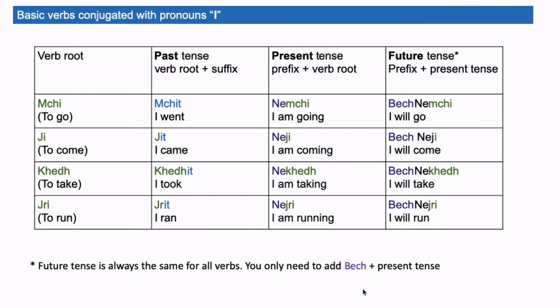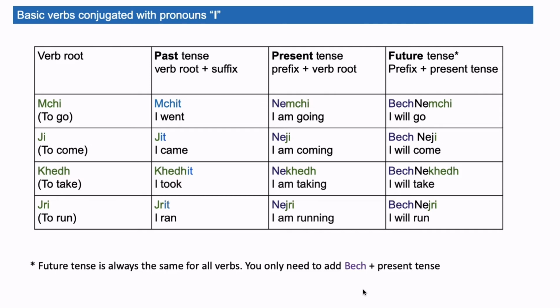To say I am going, you add the prefix ne, giving us nemshi. Once you know how to conjugate verbs in the present, you can just add besh and you have the future tense of the verb. So I will go is besh nemshi. Here are other verbs that may be useful. Ji, to come. In the past tense, I came, jit. In the present tense, I am coming, neji. In the future tense, I will come, besh neji.